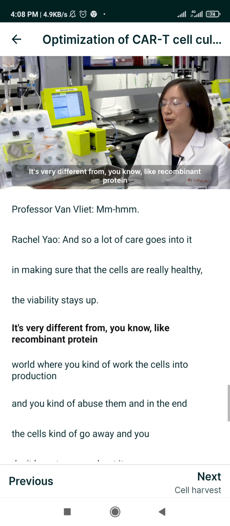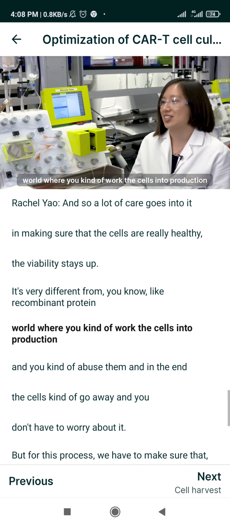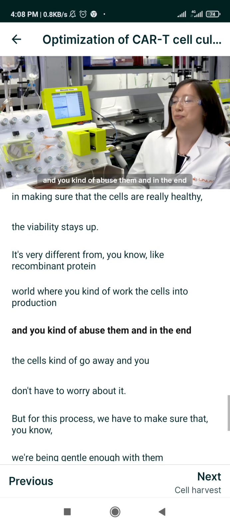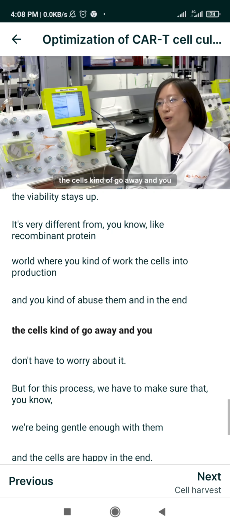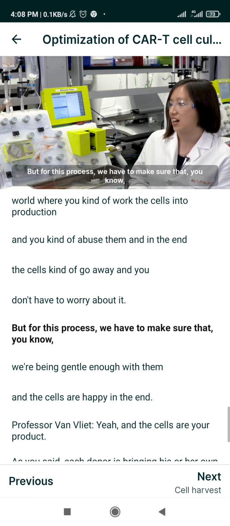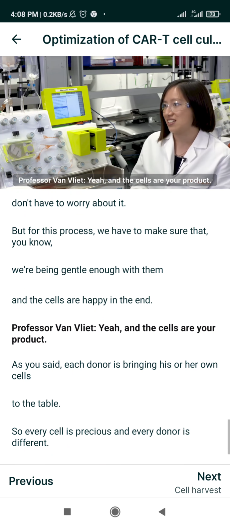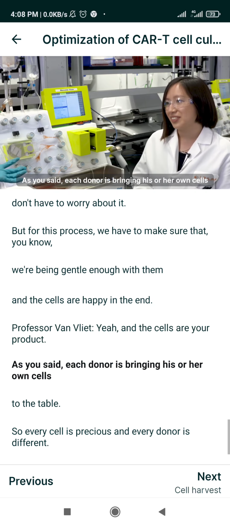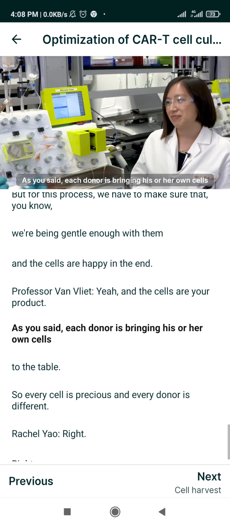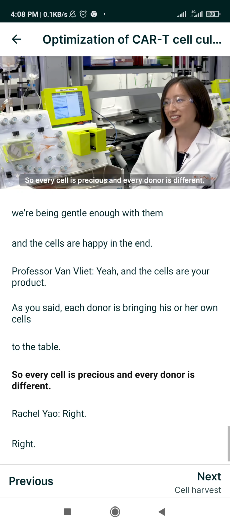It's very different from the recombinant protein world, where you work the cells into production and you kind of abuse them, and in the end the cells go away and you don't have to worry about it. But for this process, we have to make sure that we're being gentle enough with them and the cells are happy in the end. Yeah, and the cells are your product. And as you said, each donor is bringing his or her own cells to the table. So every cell is precious and every donor is different. Right.